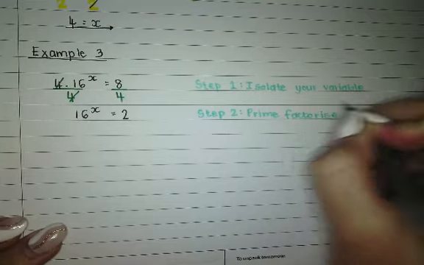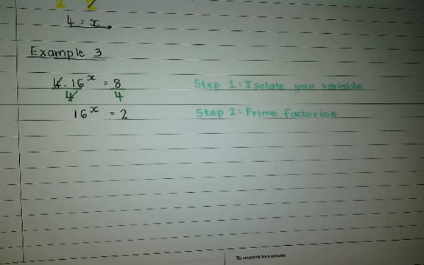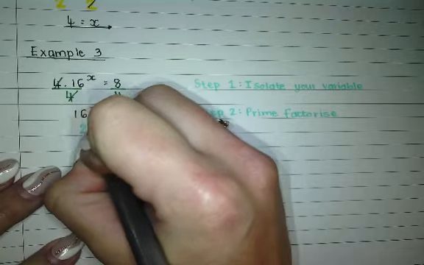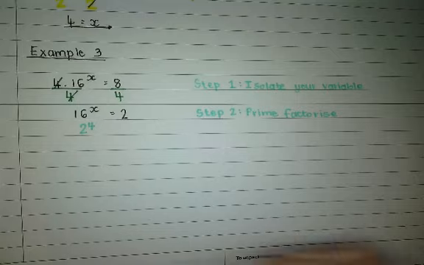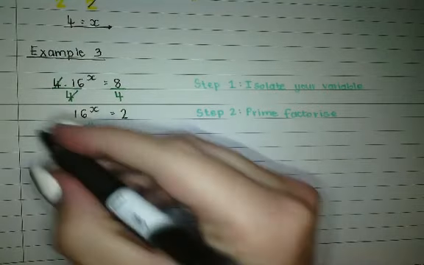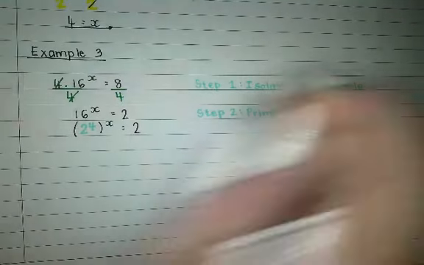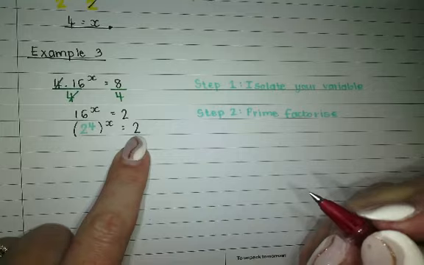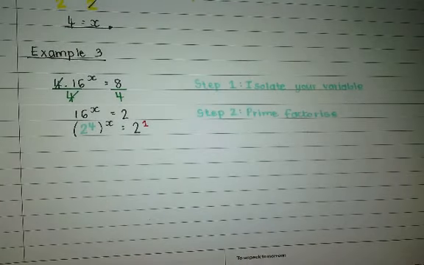Which number is a problem here? 16. How do I prime factorize 16? Put it into your calculators and what does it give you? 2 to the power of 4. However, grade 10s, I need to keep it in brackets. Why? Because 2 to the power of 4, which is 16, is still to the power of x. And something sneaky that you might forget here is that 2 has its own exponent of 1. Don't forget that one.